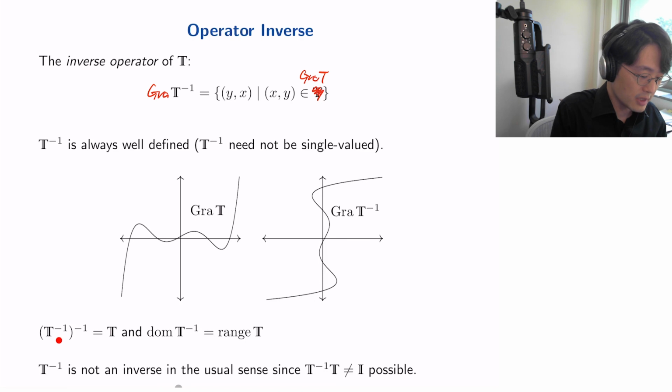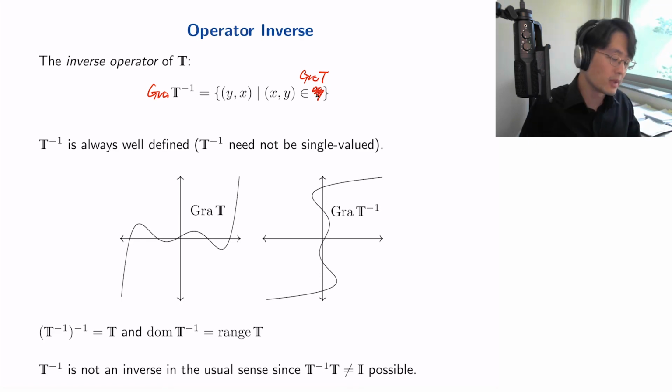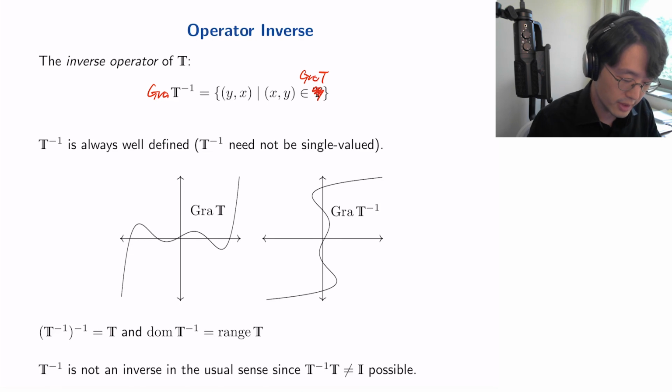By definition, the inverse of T inverse is equal to the operator itself, and the domain of T inverse is equal to the range of T. Conversely, the range of T inverse is the domain of T. However, we want to be careful with the following fact. T inverse is not an inverse in the usual sense, because T inverse composed with T is not always equal to the identity, and in particular, T equals 0 is an example.